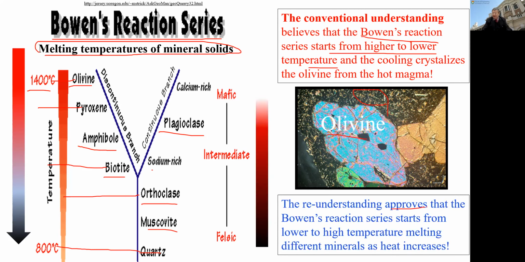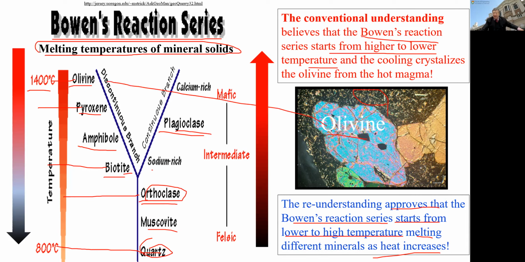So the re-understanding proposes that Bowen's reaction series starts from low to high temperature, melting different minerals as the heat increases. Because during the chemical reaction, the heat is generated gradually, and the temperature increases in the chamber. So the quartz might be the first melted, then plagioclase feldspar and biotite, then potassium feldspar, then pyroxene, then olivine remaining. The olivine remaining means the temperature did not reach 1400, only between 800 and 1300. So the surrounding rock minerals melted differentially, not simultaneously. When the temperature increases, they differentiate, leaving the remaining part.